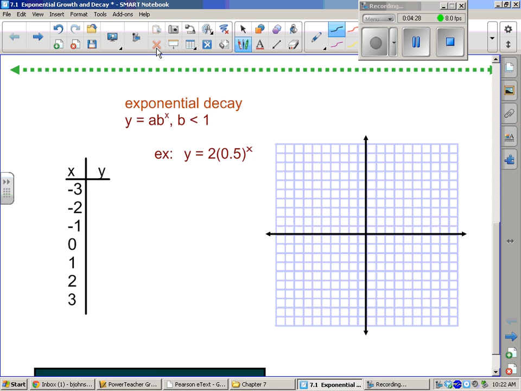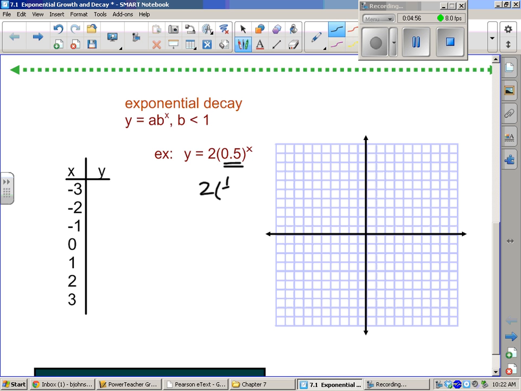So this is different. It's the same equation, but it's different because the b is smaller than 1, and it's a decimal here, but maybe for our exponent purposes it might be helpful to change it to a fraction. Fractions are a little friendlier than decimals sometimes, when you have to do things by hand. So a decay means our graph is probably going to go smaller. It's going to fall instead of rise. So we'll see if that happens.